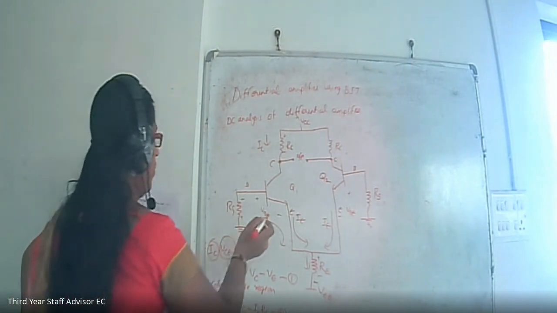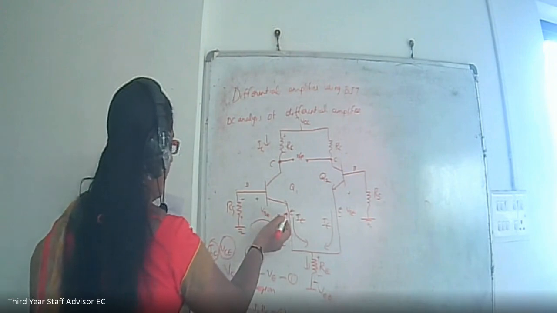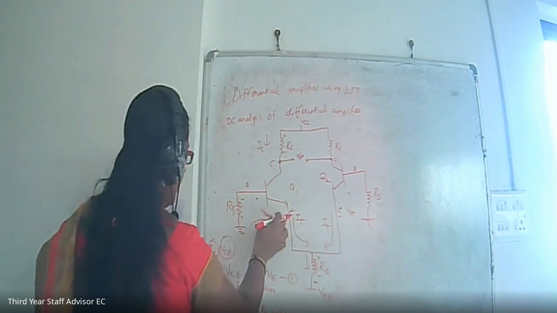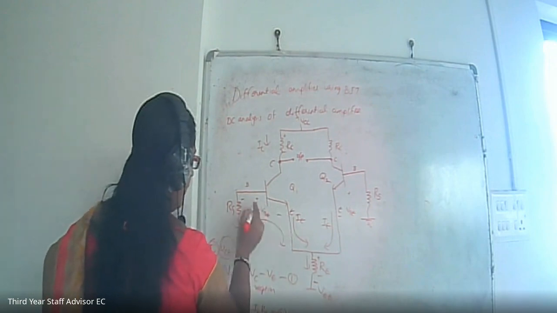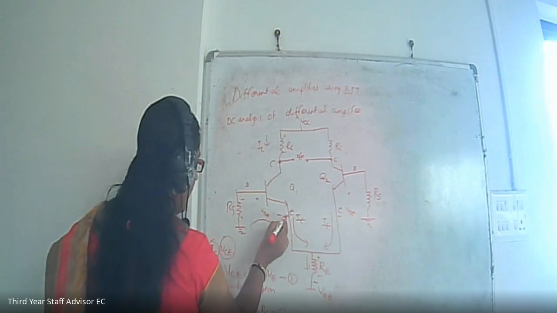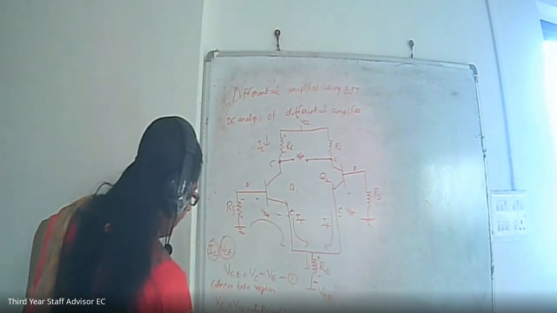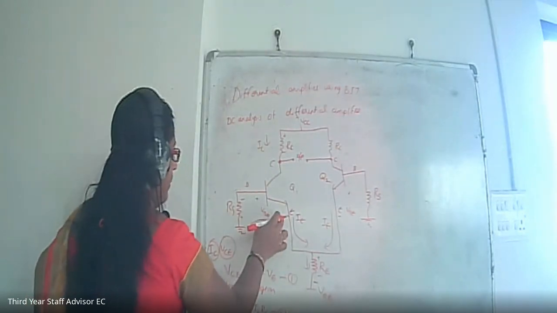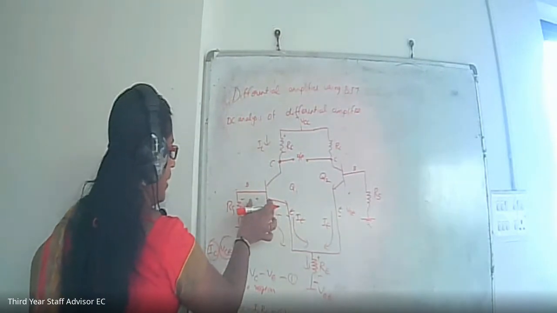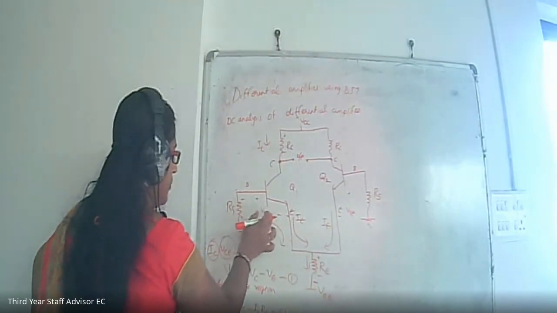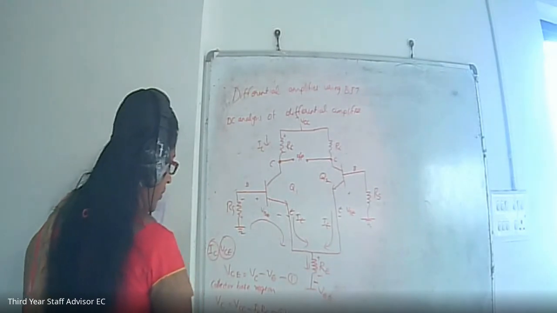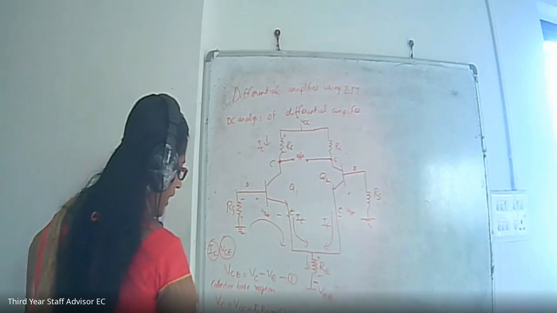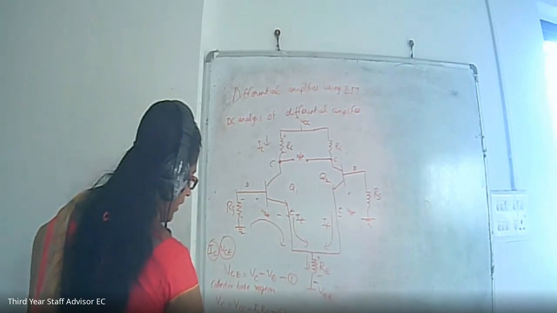Emitter voltage, we can consider as the voltage between the base and emitter region. What is the voltage appearing across the emitter? VBE voltage will be appearing at the emitter. So we can simply write VE equal to minus VBE. Emitter voltage is the voltage across the base to emitter region, so VE can be written as minus VBE. We can substitute this third equation in the above equation.